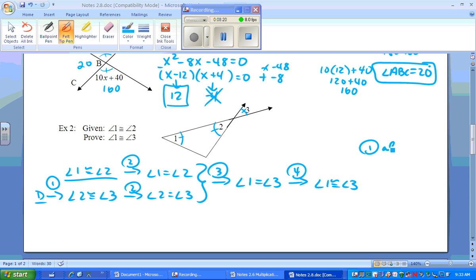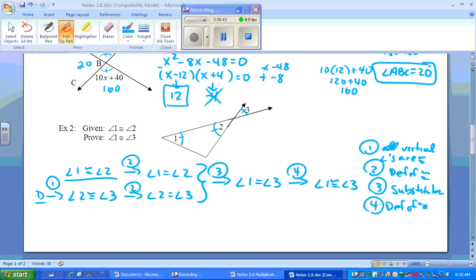Reasons, first one was vertical angles are congruent. 2, definition of congruent. 3, substitution. And 4, definition of congruent once again.